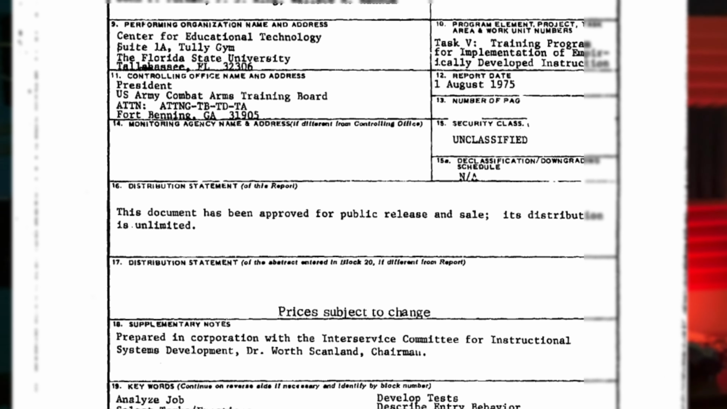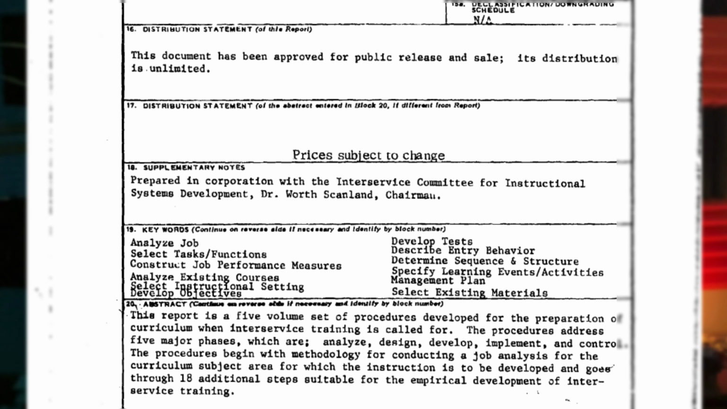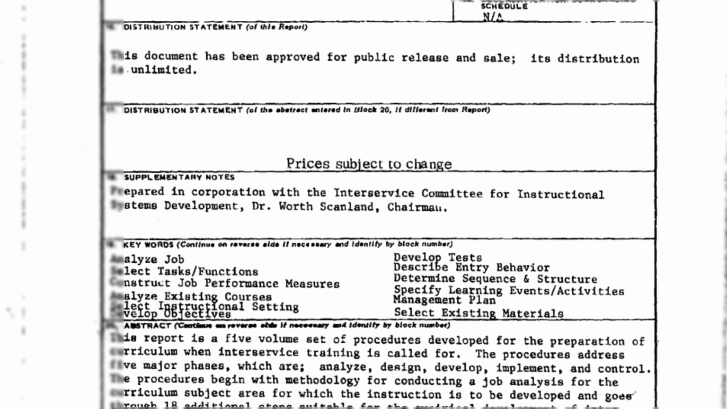Inside of that, what was created was a model called the Inter-Service Procedures for Instructional Systems Design. And that model is what pretty much influenced every other model following that period. But that, and the details of that, is for tomorrow.